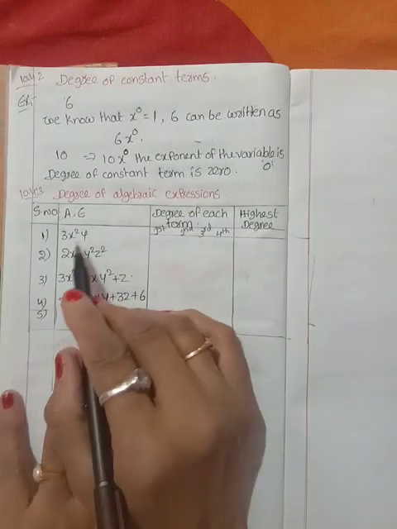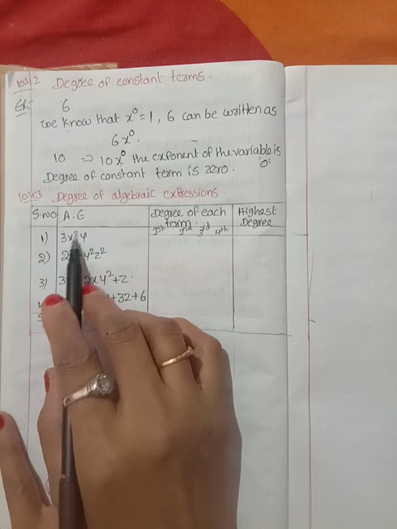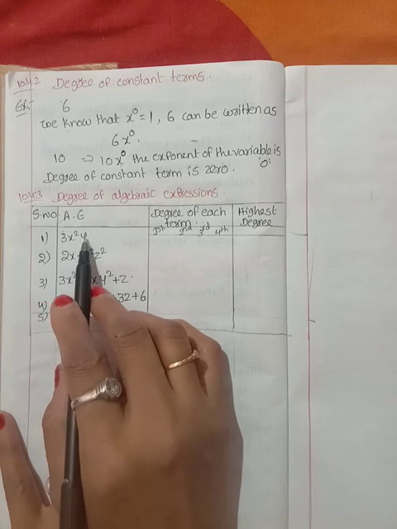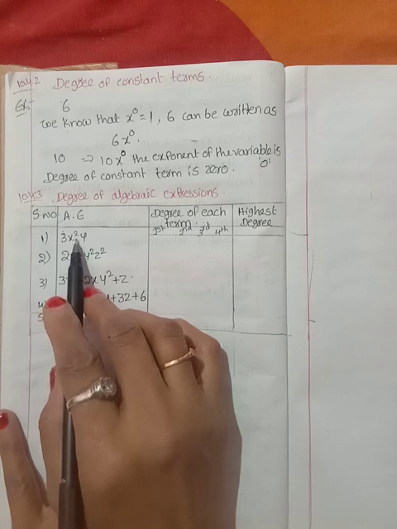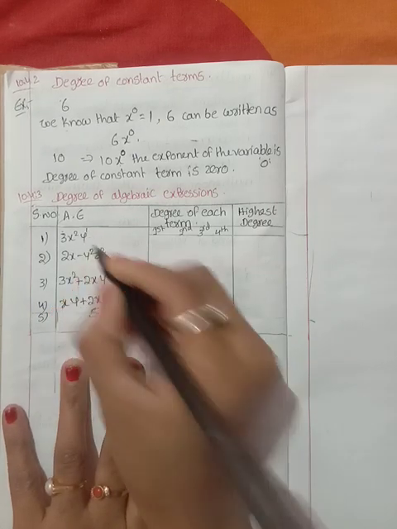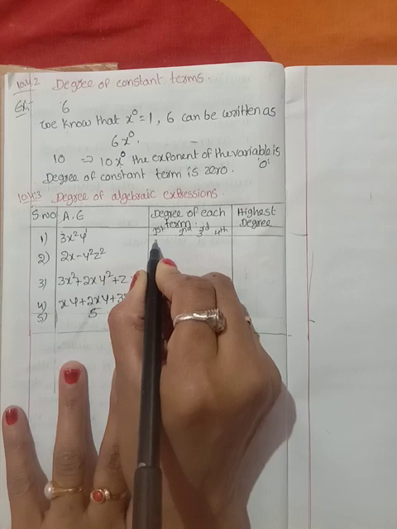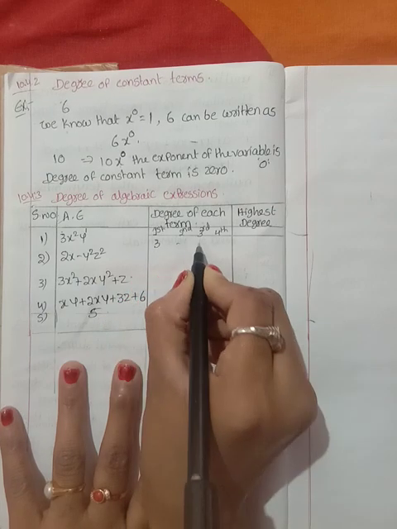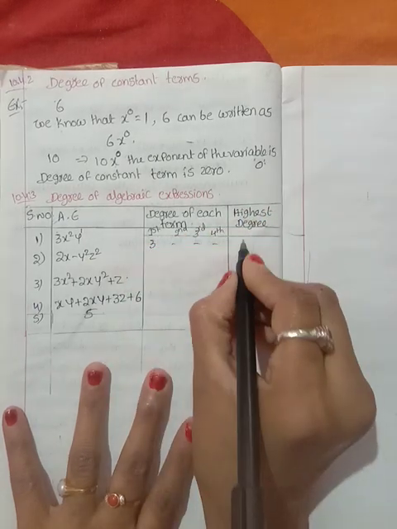First of all, the first term is x square y. The exponent of x is 2 and the exponent of y is 1, so the total for the first term is 3 only. The second term and the fourth term are not there. So the highest is 3 only.